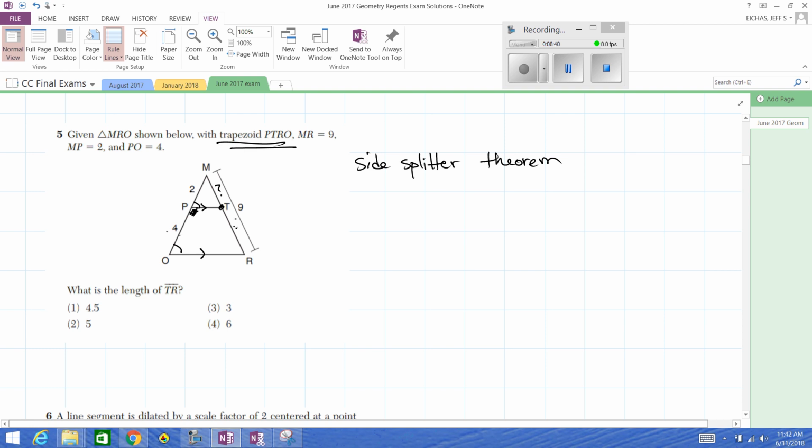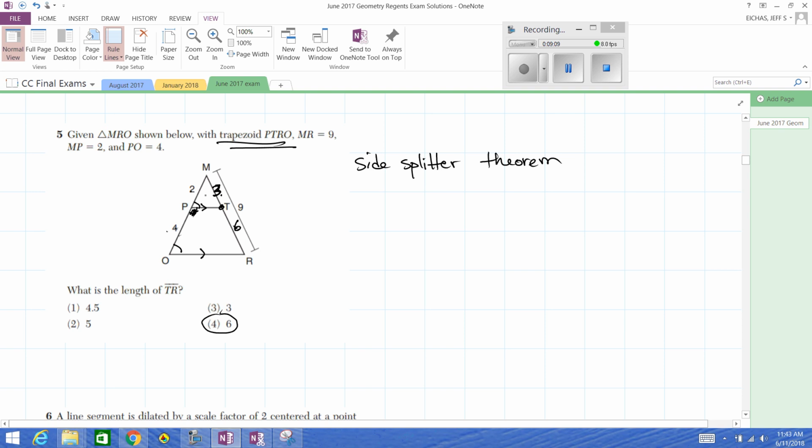Okay? Now I think the best way to do it on a part 1 is to use your choices to your advantage. Okay? Now we want TR, right? Altogether, MR is 9. We could test the examples. We could test some of the sides. It's not going to work for anything except 6 here. Now here's a way to do it. If I put 6 there, it forces 3 to be there, right? 9 minus 6 is 3.